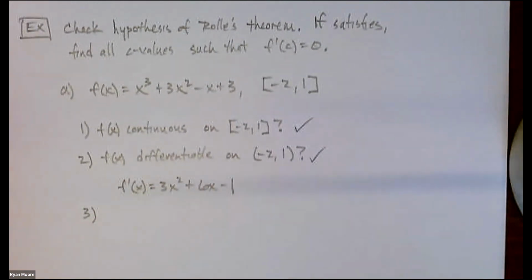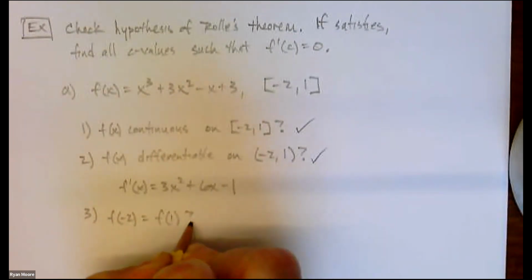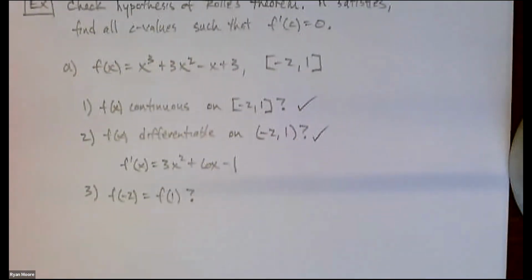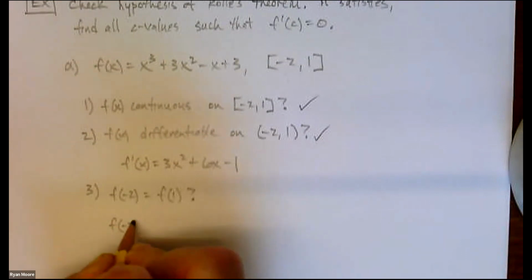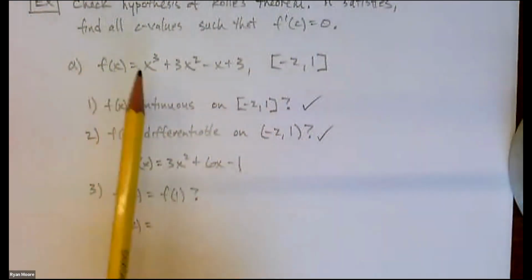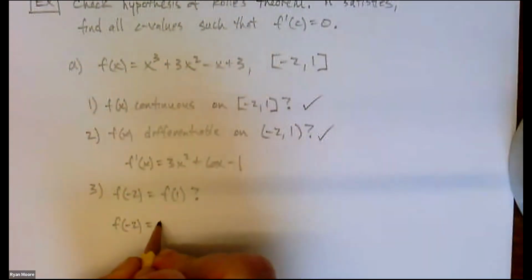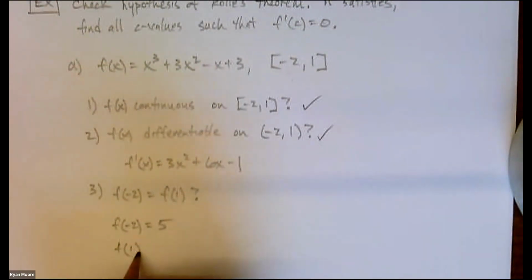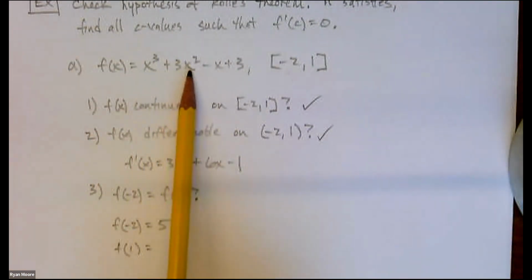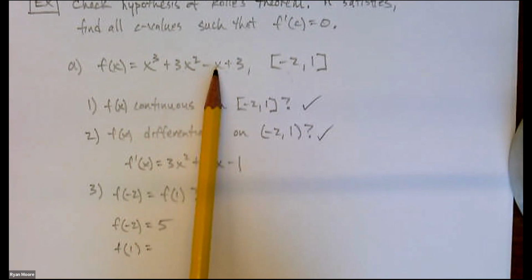Okay, the last thing, now there's some calculations. Do the y values of our endpoints equal each other? Are f of -2 and f of 1 really equal? Hopefully they do. Let's check f of -2, plugging it into our function, x cubed plus 3x squared minus x plus 3. I did that calculation and I got 5. Then we'll check f of 1. 1 plus 3 is 4, minus 1 is back to 3.